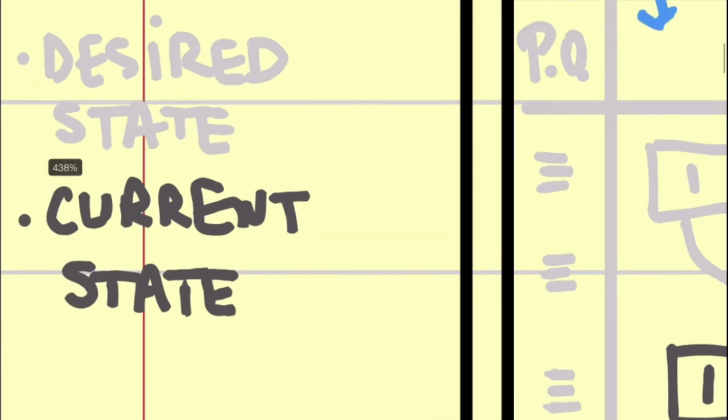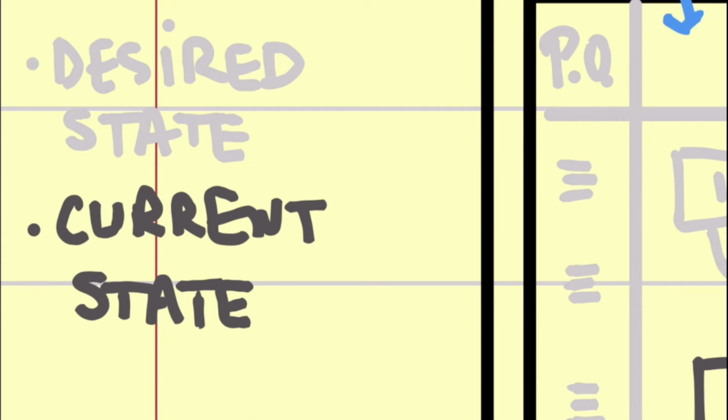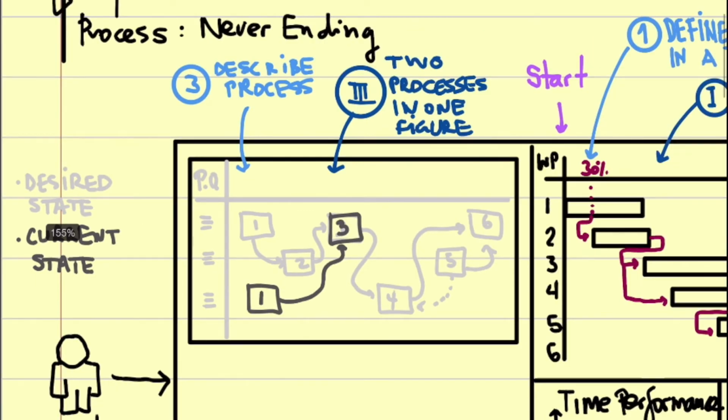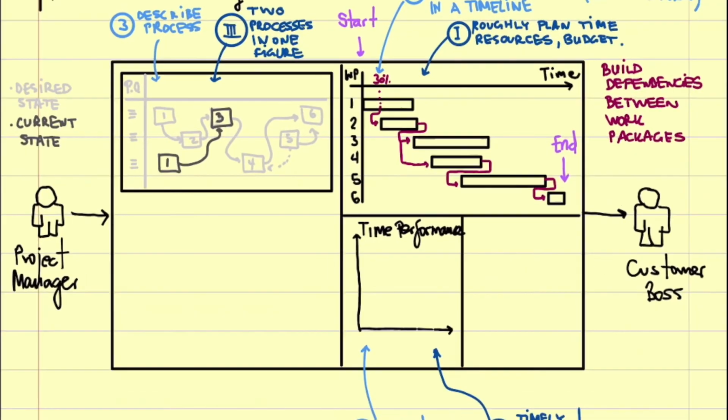Here, look. The desired state is in gray. The current state is a little bit darker. So we have so far described a rough timeline on first step. We have decided how we are going to measure performance, and we have described the current state and the desired state. Okay? Any questions?